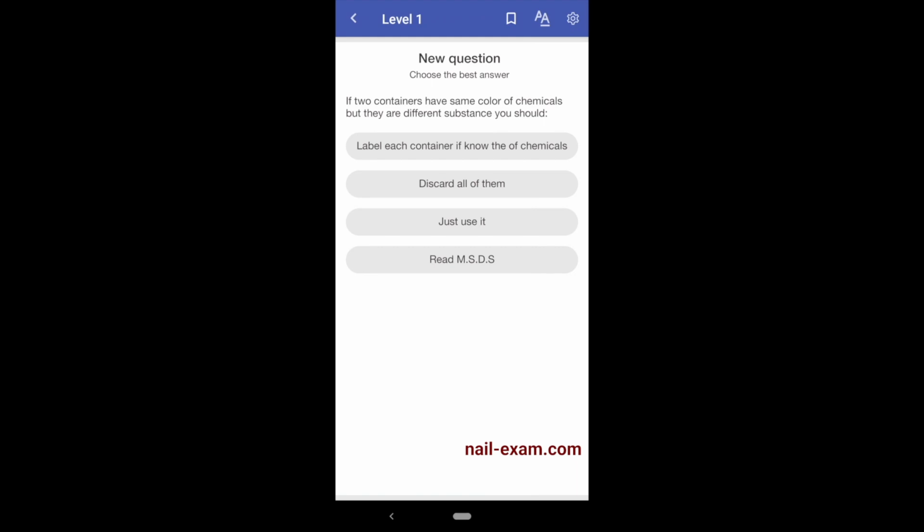If two containers have the same color of chemicals but they are different substances, you should. Answers: A. Label each container if you know the chemicals. B. Discard all of them. C. Just use it. D. Read MSDS. The answer is D.